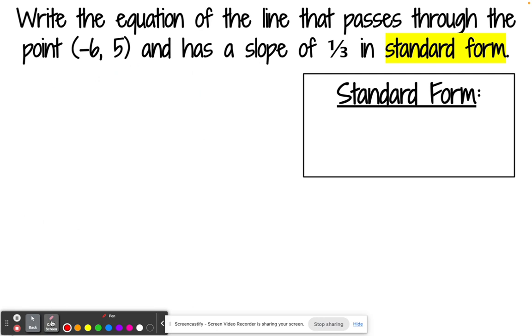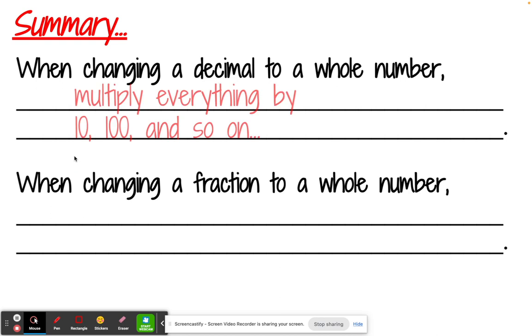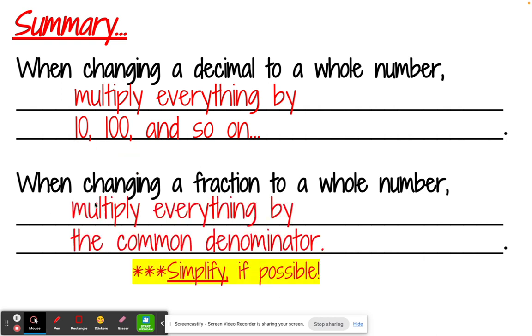Let's move on. I was doing a quick mental check in my head to make sure I did it right. When changing a decimal to a whole number, because remember, we want our a to be a whole number, you can multiply everything by 10 or 100 depending on the value. So if it was in the hundredths place, you'd multiply by 100. If it was in the tenths place, you multiply by 10. When changing a fraction to a whole number, multiply everything by the common denominator. Simplify if you have to.